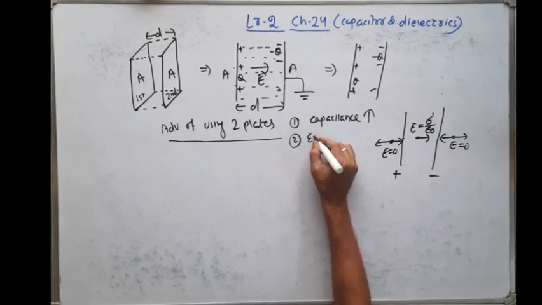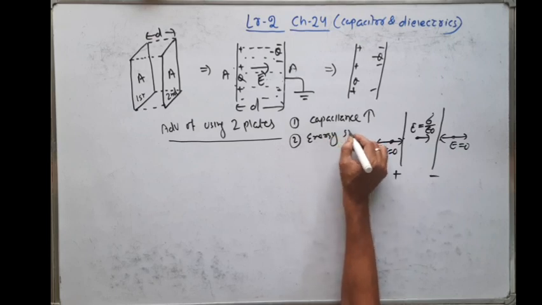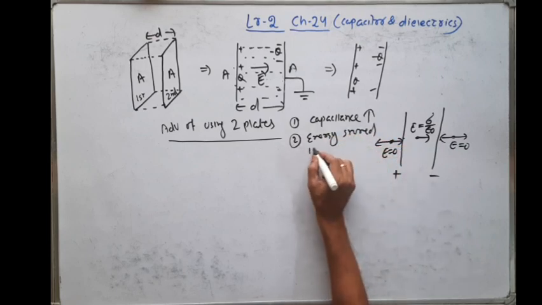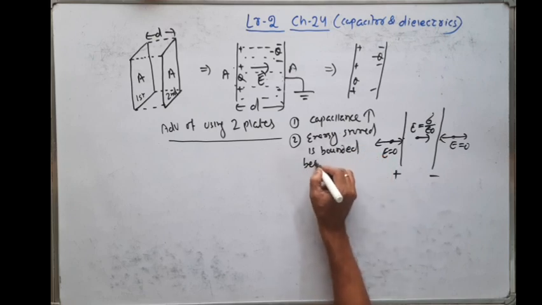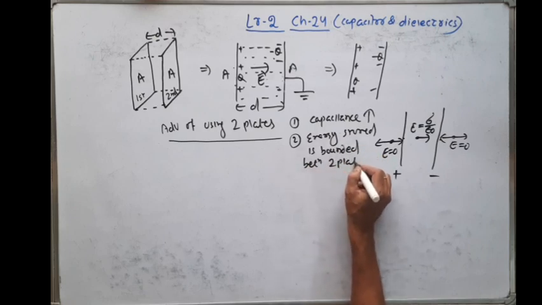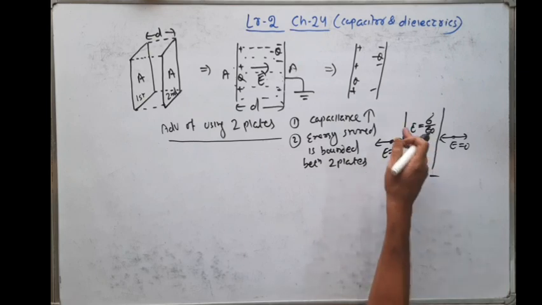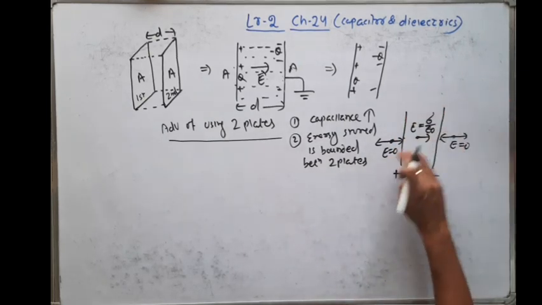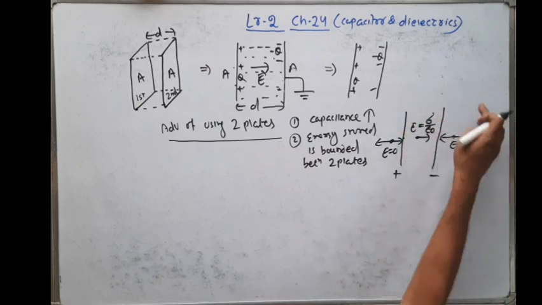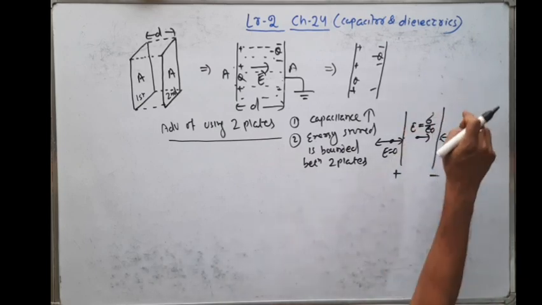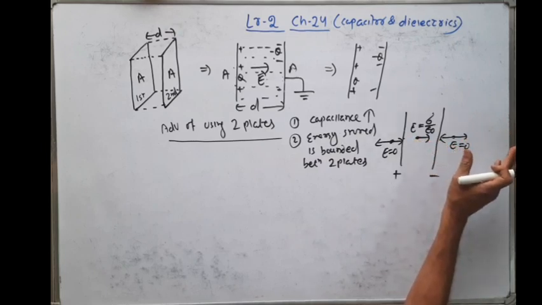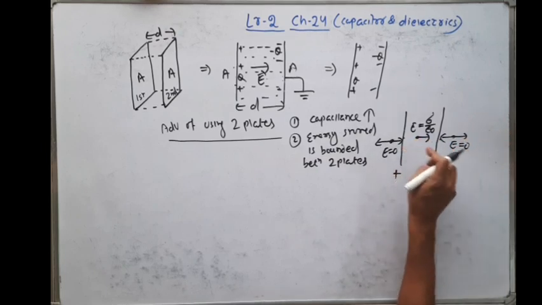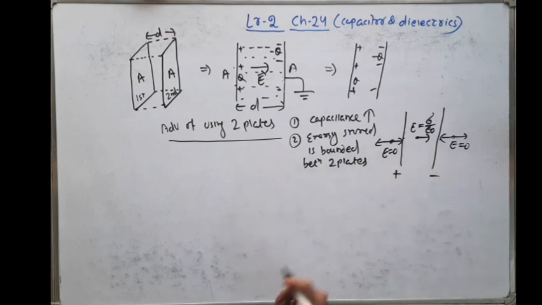That means the energy stored is bounded between the two plates. But in the case of one plate, the energy is bounded from the plate to infinity. So there is no limit, there is no fixed area where energy is stored. But in this case, energy is stored within a fixed boundary. So that is the capacitance.